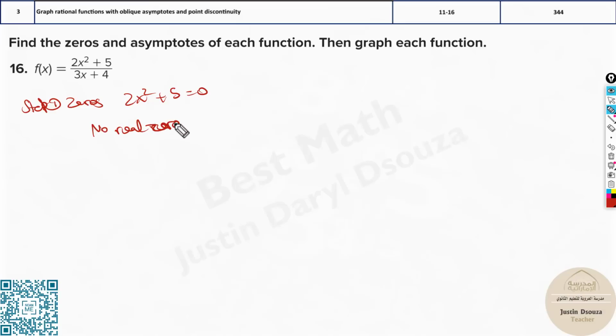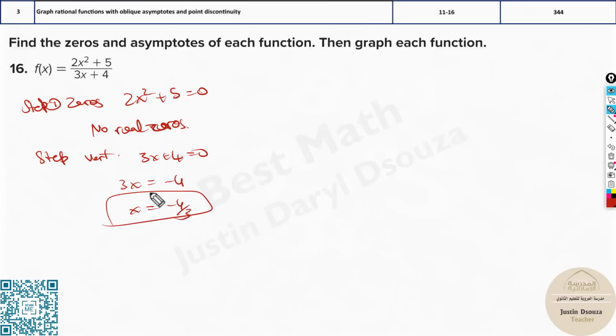No real zero. Then step 2 is vertical asymptote. Here what we do is 3x plus 4 will be equal to 0. So 3x will be equal to minus 4, or x will be negative 4 by 3. So negative 4 by 3 is about 1.333.